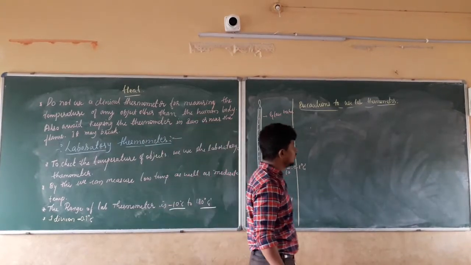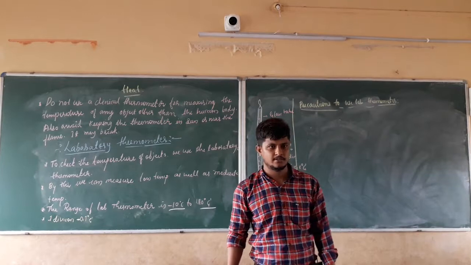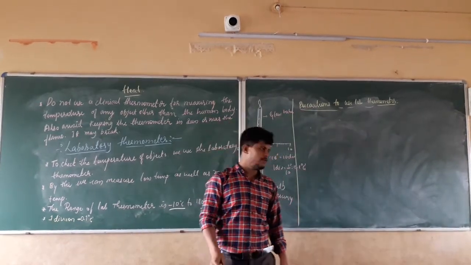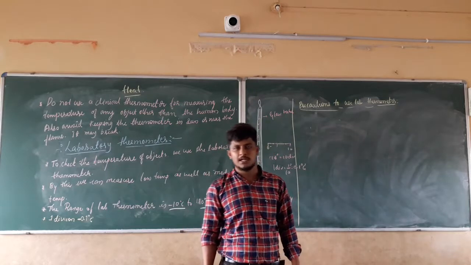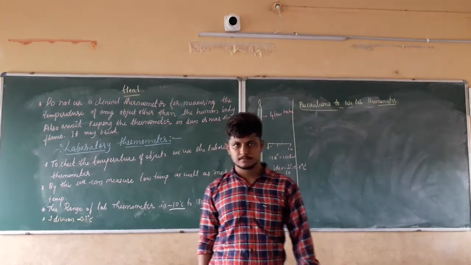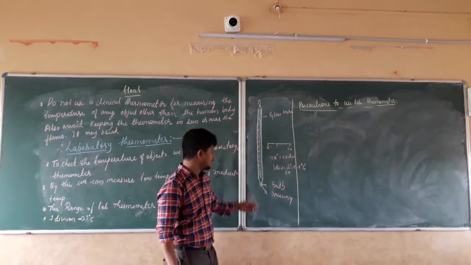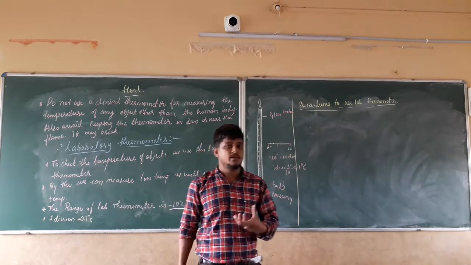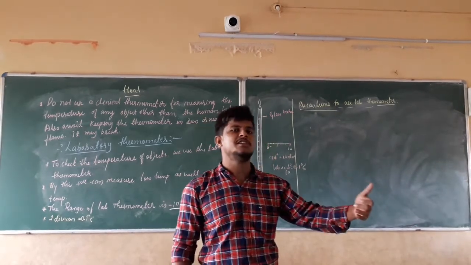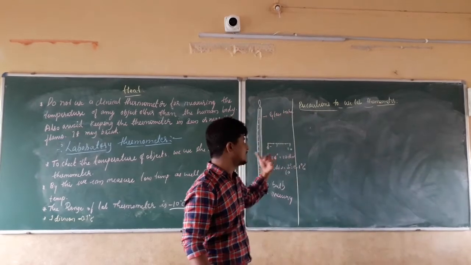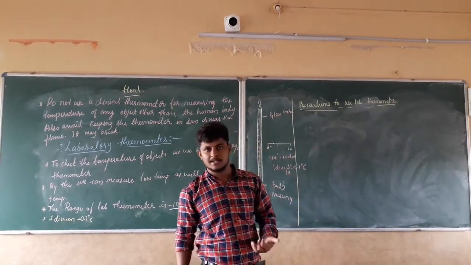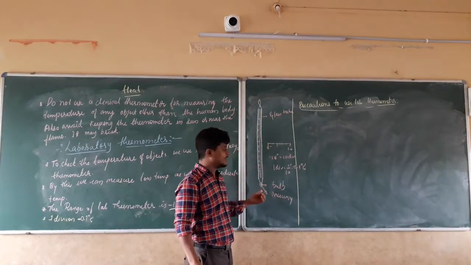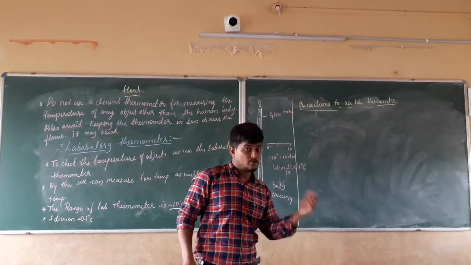Now, precautions to use the laboratory thermometers. What will be the precautions to use the laboratory thermometer? They will be the same as the precautions taken in case of clinical thermometers. What do we have to do? We have to clean the laboratory thermometer with an antiseptic solution, or we can use hot water here, because it ranges from minus 10 degrees Celsius to 110 degrees Celsius. That means it can resist the high temperature. So first we have to wash it.